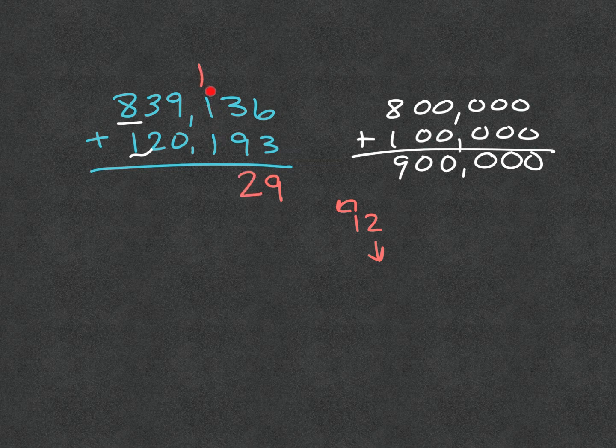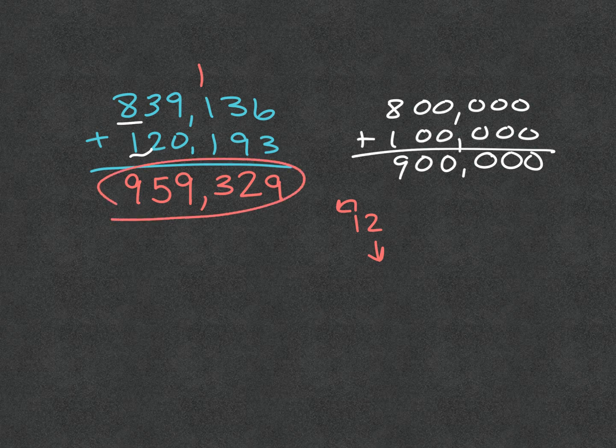1 plus 1 plus 1 is 3. That fits. 9 plus 0 is 9. 3 plus 2 is 5. And 8 plus 1 is 9. Not a whole lot of carryover going on in this one. My actual answer, 959,329. Not too far off from 900,000, seems reasonable.